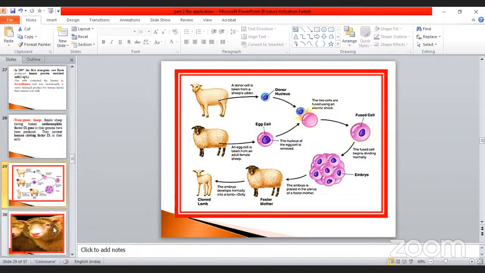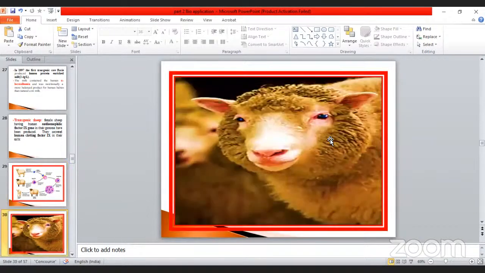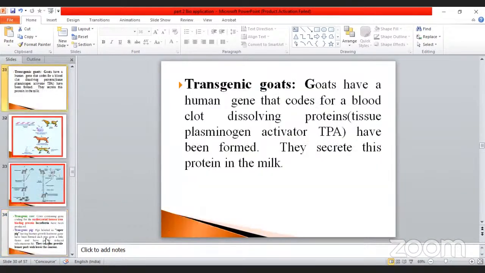So see that this is the sheep success. It has fur, woolen or something, which we use for commercial purposes, and also milk and meat. These are mostly found in hills, the Himalayas, Himachal Pradesh, Kashmir, and that area. And the next one is transgenic goats.